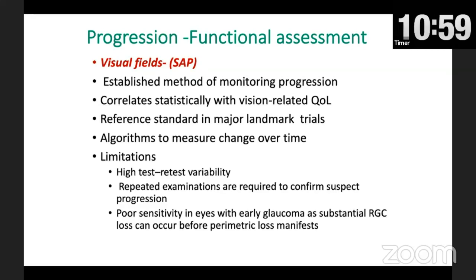If we were to look at the functional assessment, which is a very important part, we know that in all the landmark studies, we are basically referring to visual field. And also it correlates statistically with the vision-related quality of life index that is very important to us. And there are already algorithms present in the systems to measure change over time. The problem with the fields is that you can have test-retest variability, and you have to do multiple tests to confirm if there is any suspected progression. And also there can be poor sensitivity in eyes with early glaucoma, where you can have some amount of retinal ganglion cell loss already happening, but you might not detect it on the perimetry test.